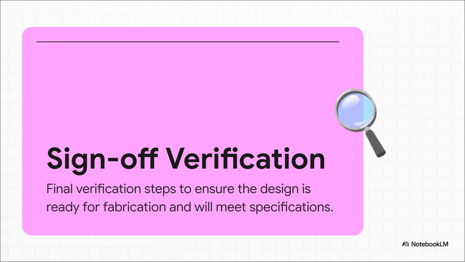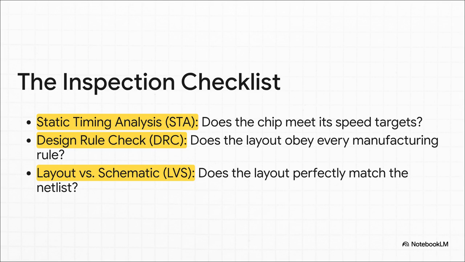And here's the most important thing to get. These checks don't change a single thing about the design. Their only job is to give it a final thumbs up or thumbs down. They use incredibly accurate, specialized tools that act as the ultimate quality control gate before we commit millions of dollars to manufacturing. So what's on this final inspection checklist?